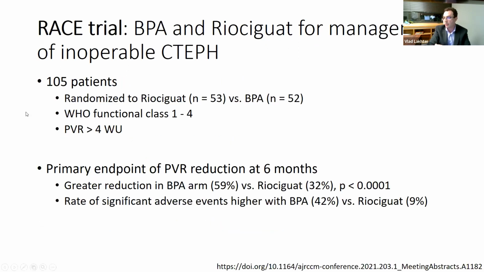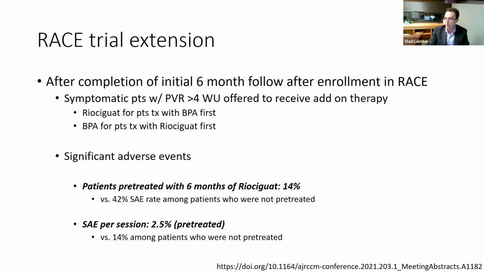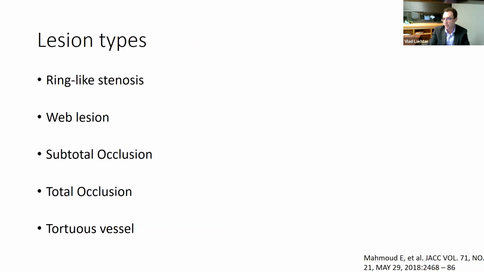The RAISE trial, just to highlight a couple of findings, was an interesting trial that randomized patients to BPA versus riociguat for patients with inoperable CTEPH. The extension of this trial found, for the purposes of this talk, that patients pre-treated with riociguat for 6 months prior to BPA were much less likely to have a complication at the time of BPA compared to patients treated with BPA first. That was true for overall risk of complications as well as the risk for lesions. So if patients have a very high baseline PVR, perhaps delaying treatment with BPA and first pre-treating patients to lower that PVR will reduce the procedural risk.